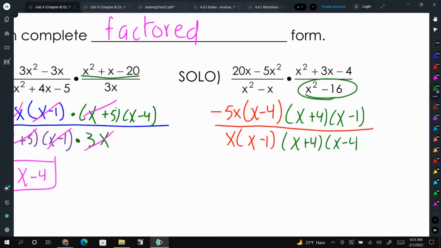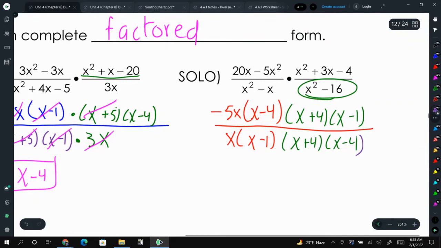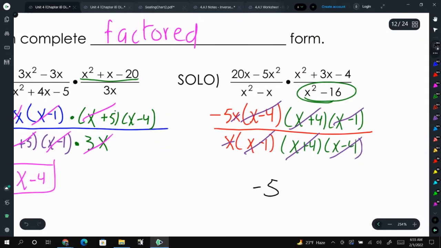So now I can start crossing off stuff in parentheses on the top and bottom. I have x minus 4, x minus 4, x plus 4, x plus 4, minus 1, minus 1. Now, for this negative 5x over x, because, again, everything's being multiplied, you can cross off just the x's, and you're left with negative 5 as your answer.